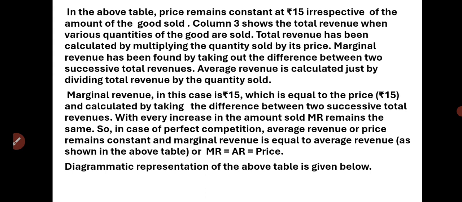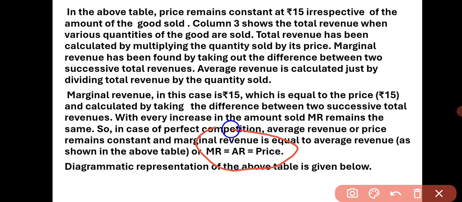So, in case of a perfect competition market situation, average revenue or price remains constant and marginal revenue is equal to average revenue. As we have seen in the above table, MR is equal to AR is equal to price, that is 15 rupees. So, this is the case with a perfect competition market situation. MR is equal to AR, that is equal to price, right?